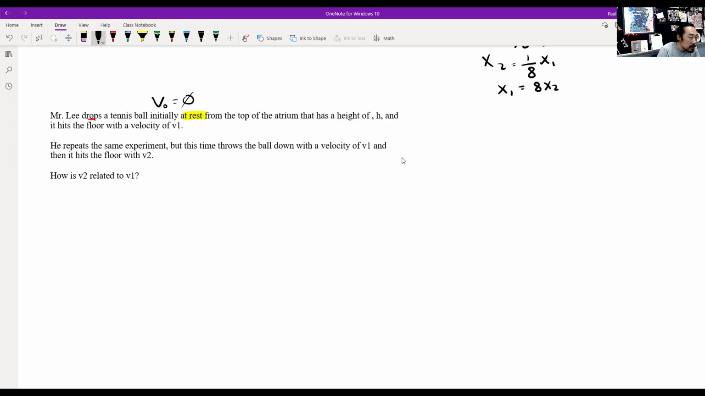From the top of the atrium, that's a height of h. That's a highlighted one, and it hits the floor with a velocity of v1. I then repeat the same experiment, but this time I throw the ball down. Ooh, direction matters.